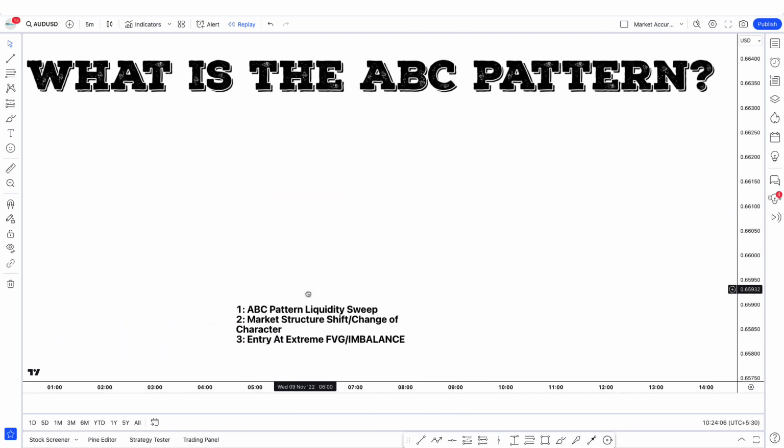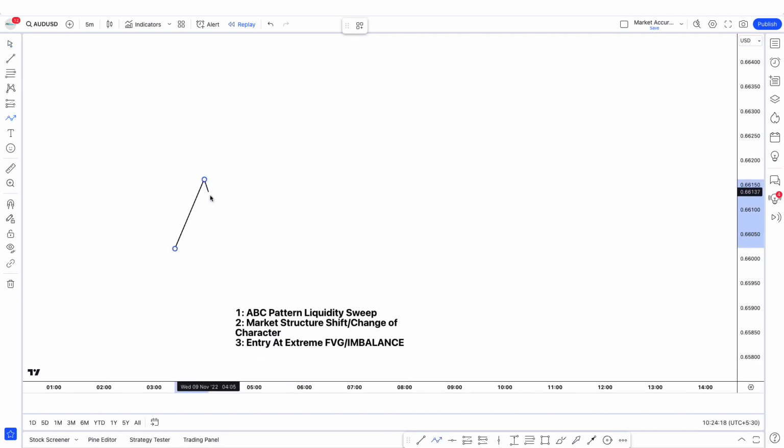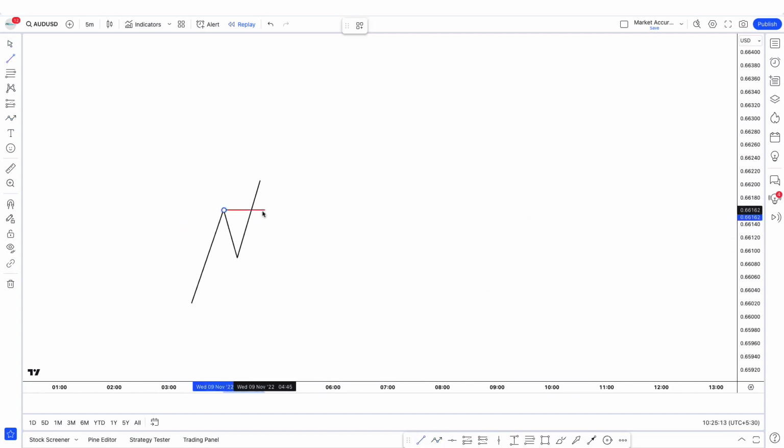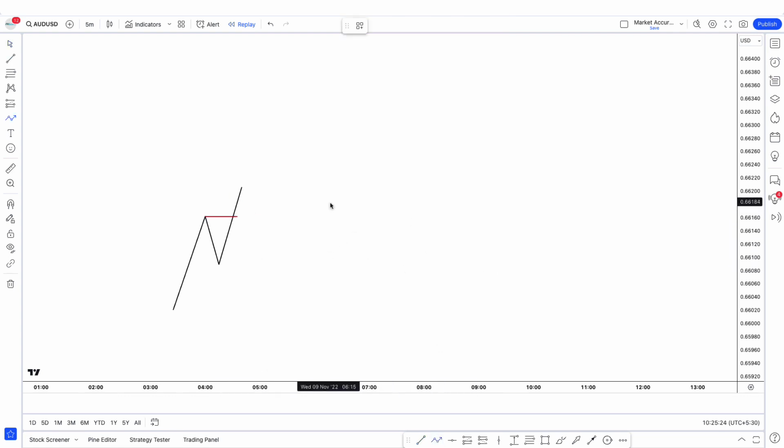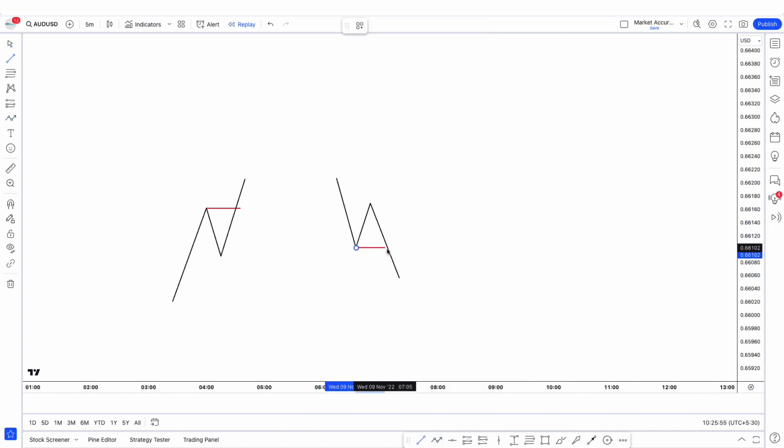Okay, so what is the ABC pattern? We move in one direction, and then we move in the opposite direction, and then we move in a third direction, exactly the same as the first direction. So it's an ABC pattern here, and the C leg comes over the A leg. And similarly, if you're looking to go long, we move in one direction, and we have a step in the opposite direction, and then we have a step in the first direction. And if we want to go long, we sweep the bottom of the A leg.